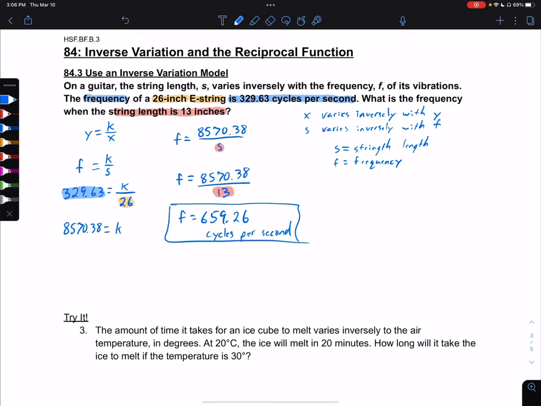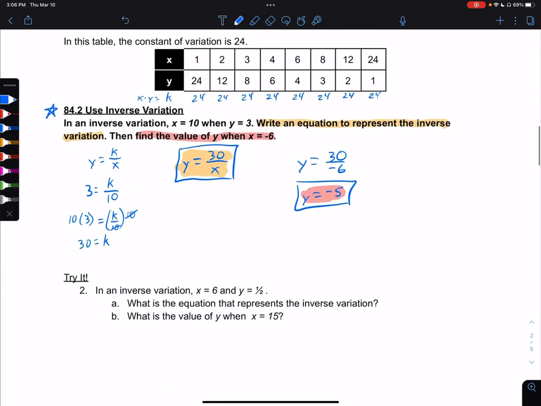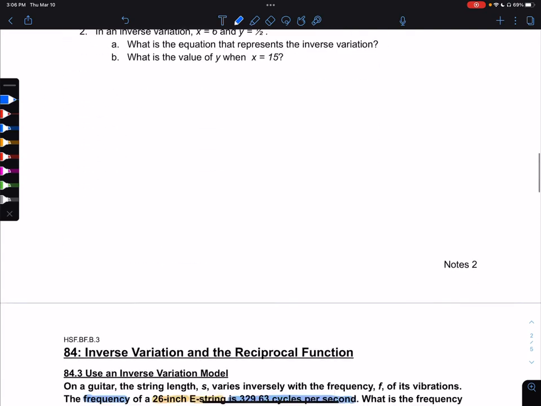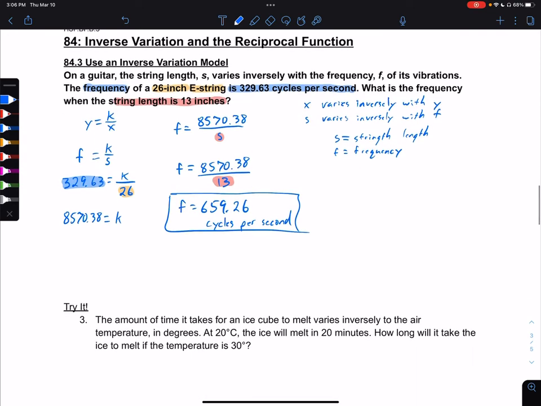So everything we did here is the same thing that you did in example 2. Just example 2 didn't have any context. It was just a purely mathematical problem. 84.3, example 3, we have an actual model. We're modeling a real life situation. So this guitar string length and the vibration frequency. Be careful substituting, but if you're careful substituting, even if you swapped S and F in this problem, you would still wind up with the same solution.